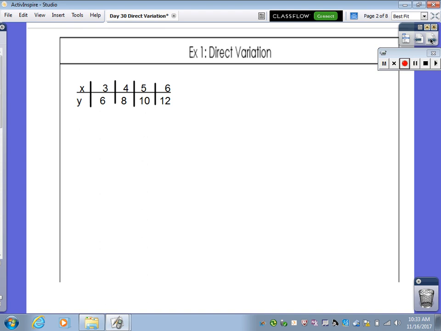So if you're given a table, and it says to write the equation of direct variation, first you've got to make sure it actually is direct variation. To do that, you've got to find your k, which is y over x, and you have to see if it's the same every time. So here, 6 divided by 3 is 2. 8 divided by 4 is 2, because I'm doing y over x. 10 over 5 is 2, and 12 over 6 is 2. So since I got 2 every time when I did y over x, I know my k, my constant of variation, is 2.